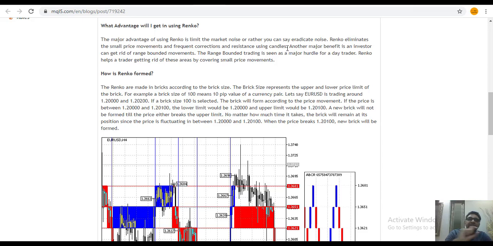It eradicates the range areas and focuses on the trend analysis, where the trend is the major area where most of the money is made, right? So Renko eradicates those range areas and makes you see the trend side of the candles. Another major benefit is an investor can get rid of range bounded movements. We have talked about this. Range bounded trading is seen as a major hurdle for a day trader. Yes, it is. We know that. Renko helps a trader get rid of these areas by covering small price movements, right?